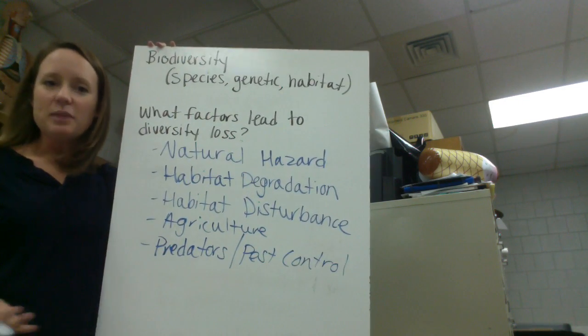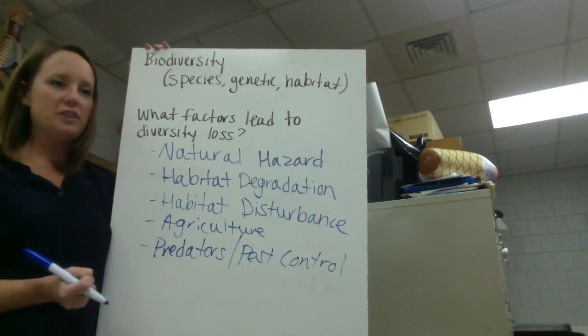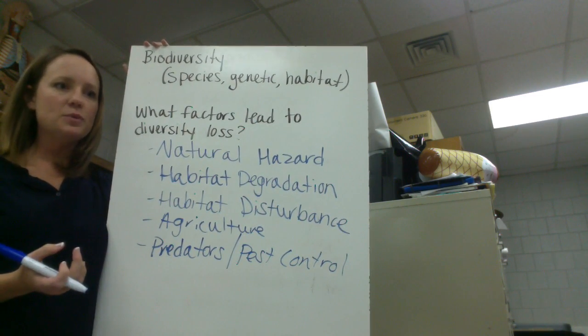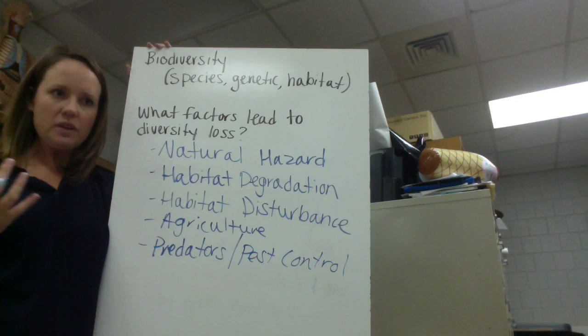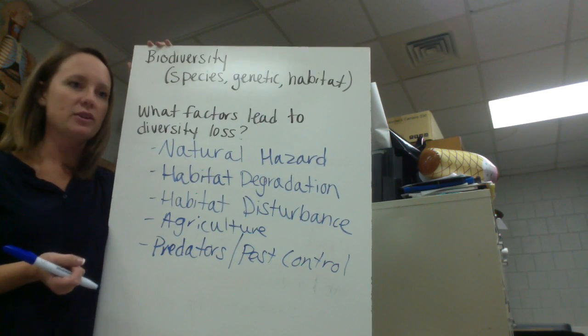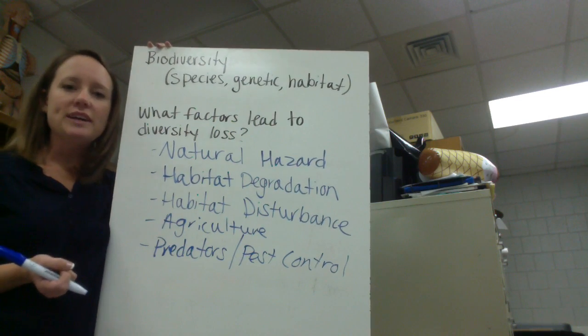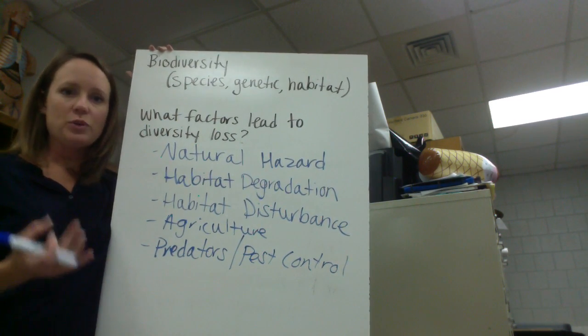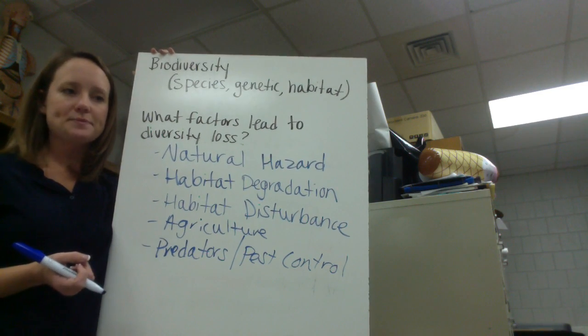Okay, another one that we can add to our list is predators and pest control. We used to have a Carolina parakeet in North Carolina, and the fruit farmers in the southeast would kill the parakeets. They would trap them, get rid of them because they were eating their crops. Another example is when African farmers kill the elephants that were trampling their food crops.